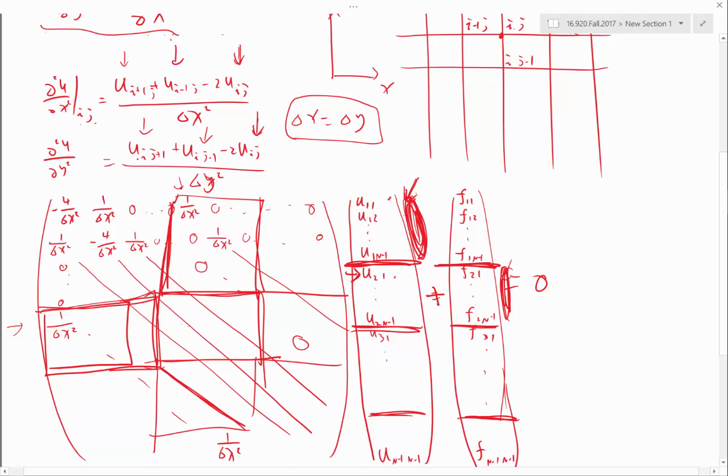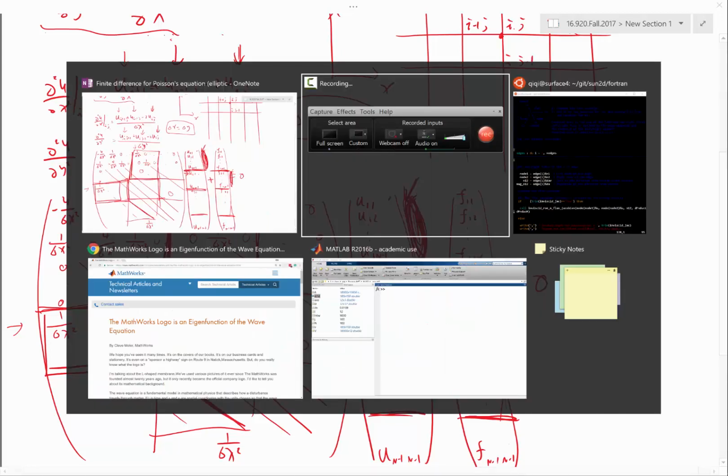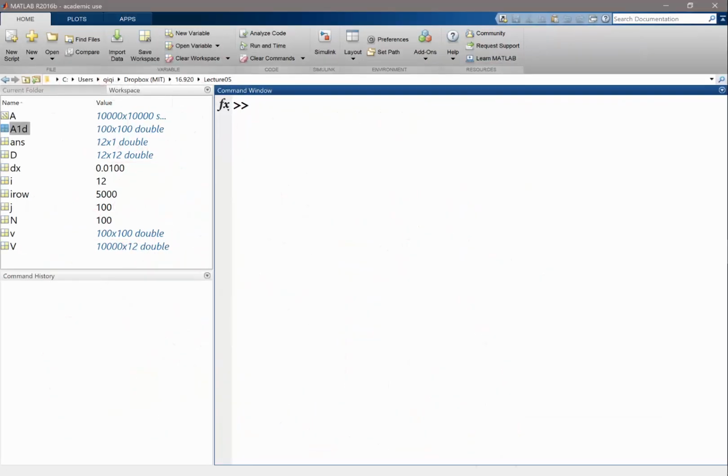Let's construct the matrix in MATLAB. Okay, so let's go to MATLAB. And what I'm going to do is construct the diagonal blocks. So the diagonal A diag is going to be, let's first set N, that's 100, right? Let's start with something big.